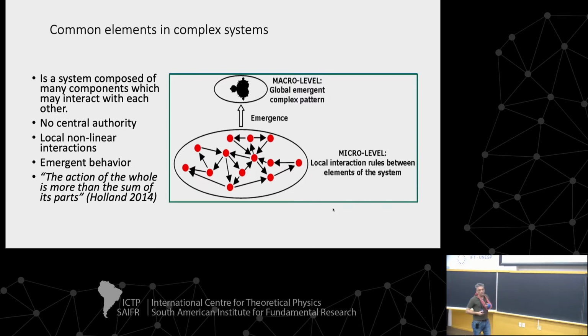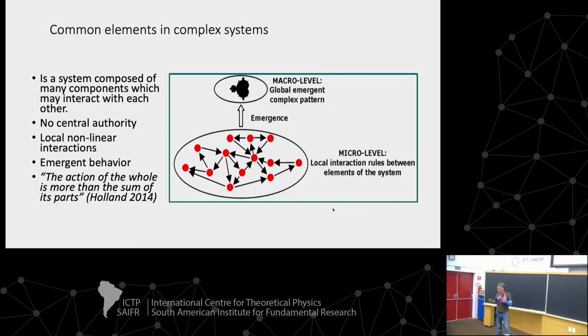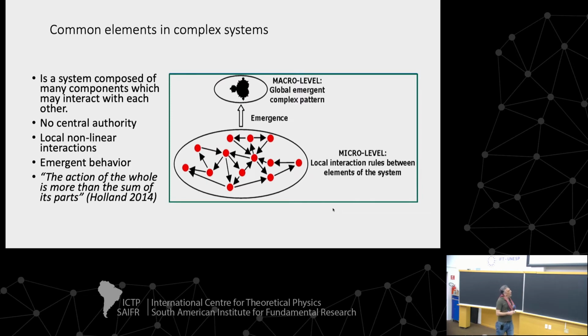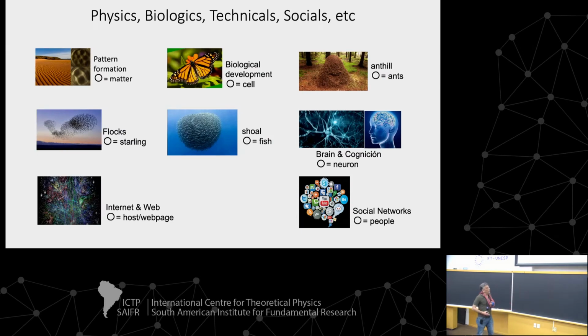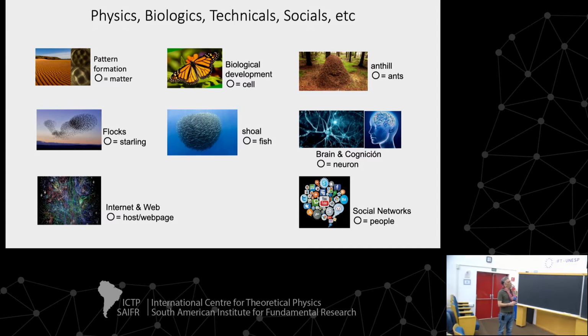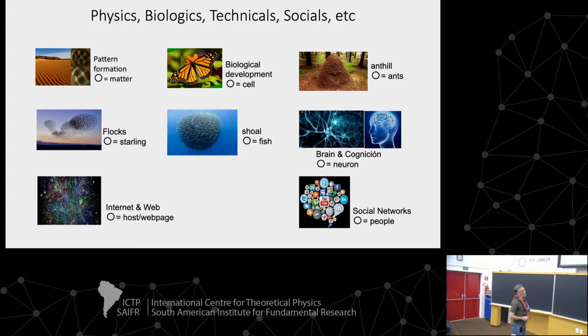So we have two scales at which we focus on complex systems. One of them is the micro level, where we uncover the local interactions among units, and the other is the global emergence at the macro level. There are plenty of examples. Here we have many of them: pattern formation, in which the units are matter; flocks, in which the units are birds, starlings in this case; the internet; cells in biological development; anthills; brain and cognition; social networks, etc.